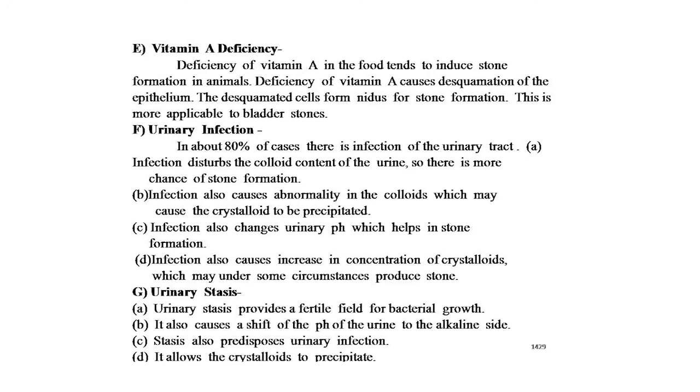Next point is urinostasis. Urinostasis provides a fertile field for bacterial growth. It also causes a shift of the pH of urine to the alkaline side. Stasis also predisposes to urinary infection. It allows the crystalloids to precipitate.